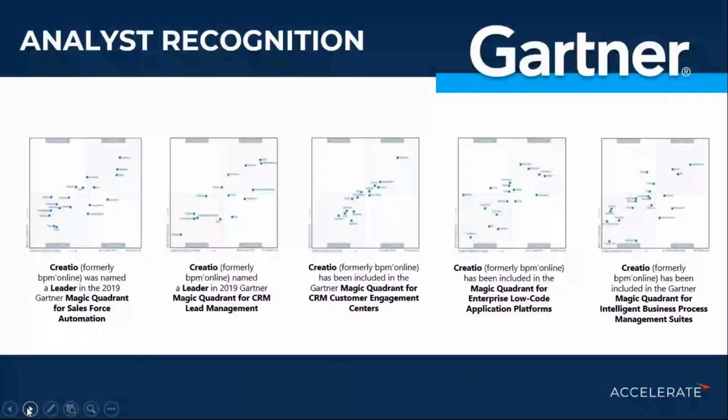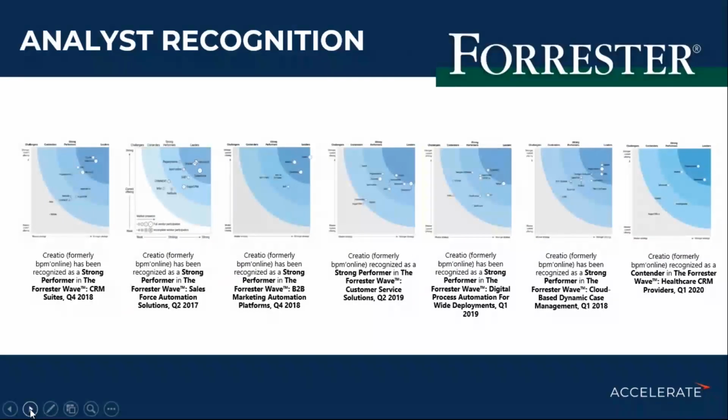And to speak a bit about that analyst recognition that I touched on before, Creatio is currently included in 5 Gartner Magic Quadrants, 2 of which we are recognized as a leader in, the Magic Quadrant for CRM lead management and the Magic Quadrant for Salesforce automation. We are also included in 1 other CRM Magic Quadrant and 2 Magic Quadrants that speak to our low-code and process automation capabilities. We are also recognized by Forrester in 7 Forrester Waves. We're very proud of this accomplishment.